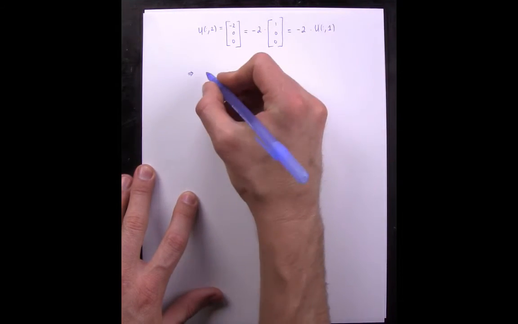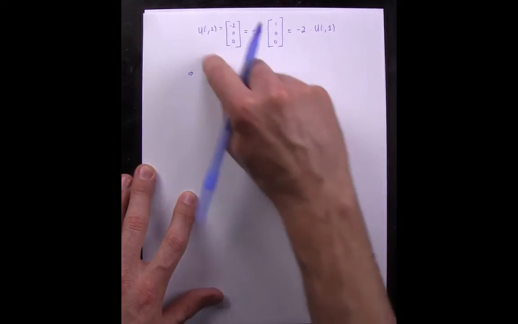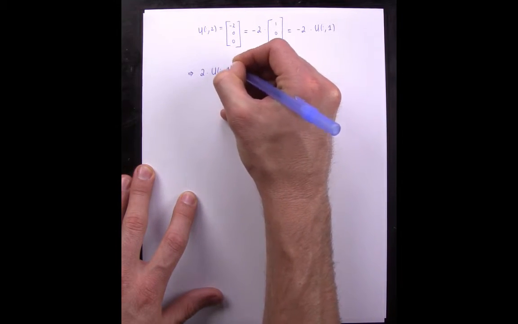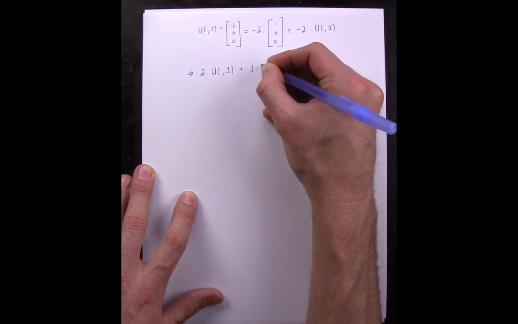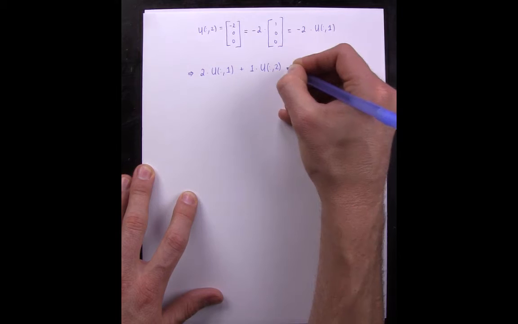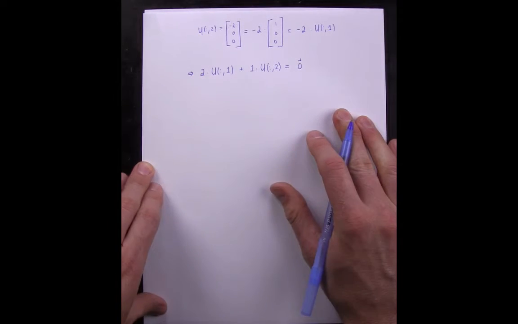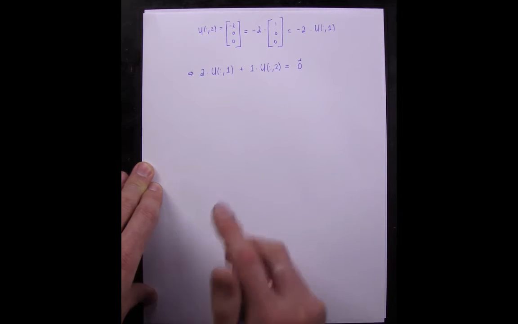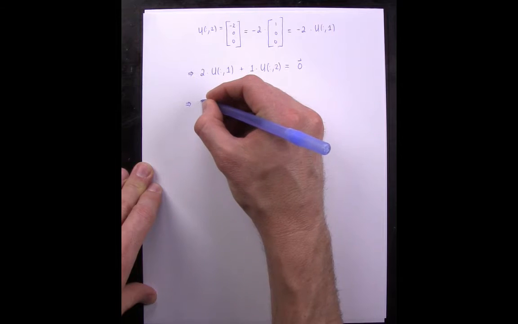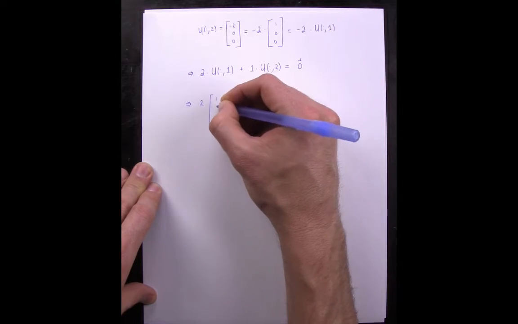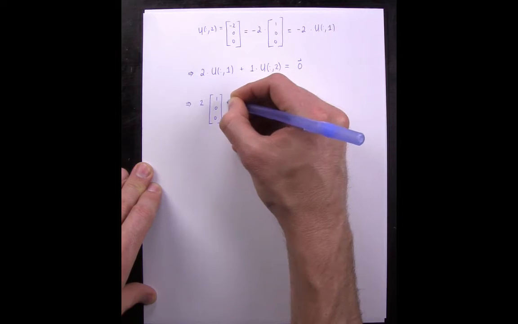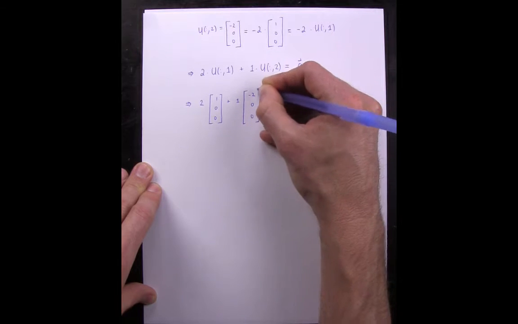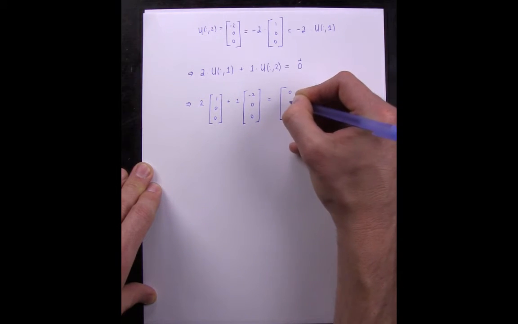Well, all of a sudden we now have an equation that relates U2 and U1, which also means we have an equation that can produce 0. By bringing this over to the other side, we see that 2 times the first column of U plus 1 times the second column of U is equal to the 0 vector. Well, this is a linear combination of the columns of U given by 2 times 1, 0, 0 plus 1 times negative 2, 0, 0 is equal to 0, 0, 0.